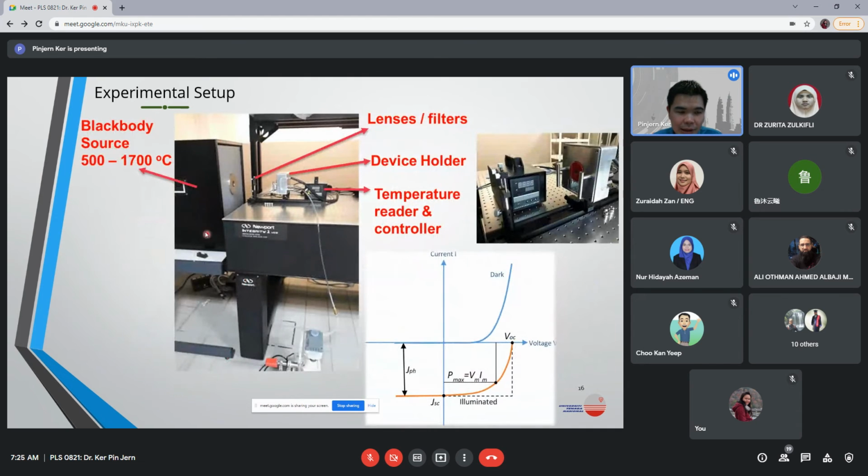But more importantly, for TPV measurement, you need a black body source because you want to emulate the radiation photons at the rear side. The black body source that we have is able to radiate photons from 500 degrees Celsius to about 1700 degrees Celsius. The reason why we chose this is because it covers most of the waste heat temperatures that we are interested in. So we have that for us to do the characterization.